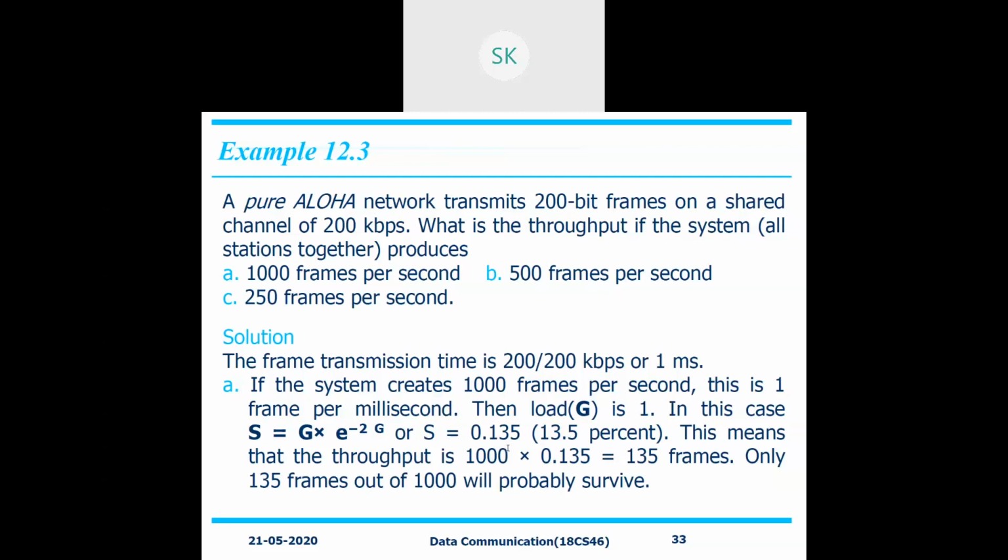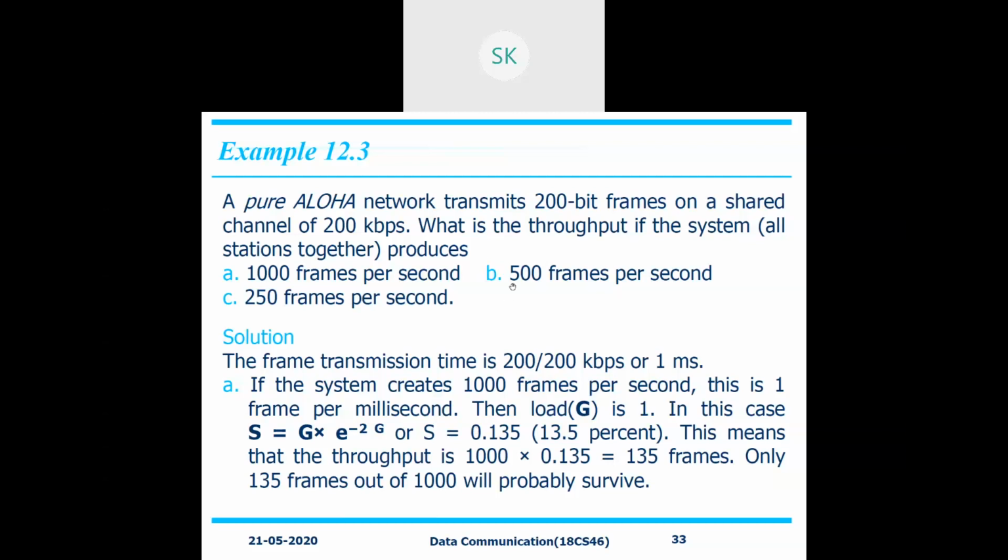So what is the formula for calculating the throughput with respect to pure Aloha? It is S equal to G multiplied by e to the power of minus 2G. So the throughput is 1000 multiplied by 0.135, that is 135 frames. 135 frames will survive out of 1000 frames that you generate at the sender end. Out of 1000 frames, 135 frames will survive in the channel. Remaining all will be collided and lost.